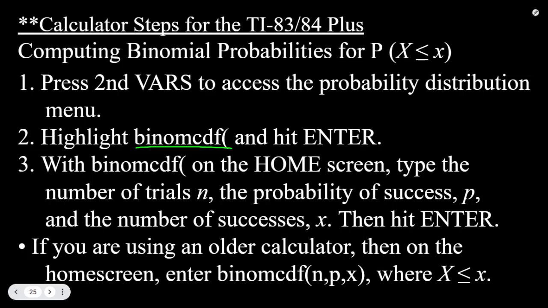Number three, with that on the screen, we're going to put in our number of trials, the probability of success, p, and then the number of successes, x. And remember, this one is going to give us the chances that we have that number of successes or fewer. So this is going to be used in some slightly different cases compared to the first one, where we're looking for exactly x number of successes. Then we'll hit enter. And again, if you're using one of the older calculators that has not been updated, you're going to have that on your screen, and you have to enter these three numbers separated by commas, where X is going to be less than or equal to the lowercase x.